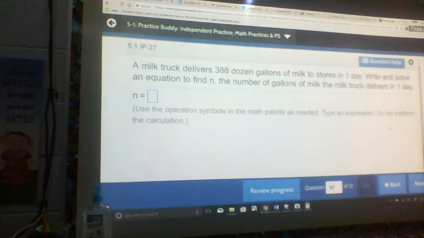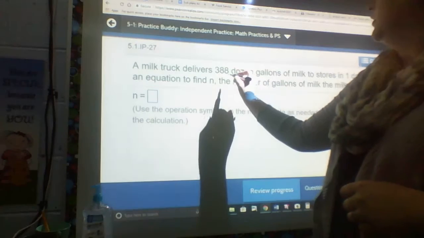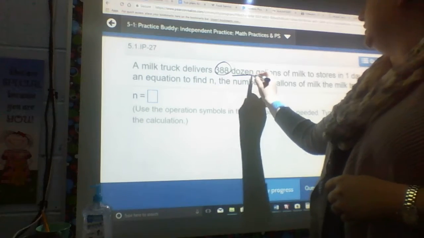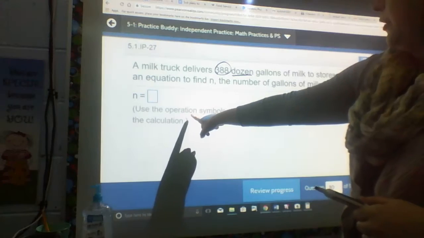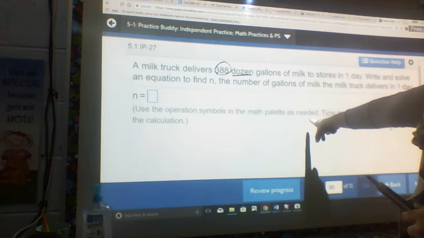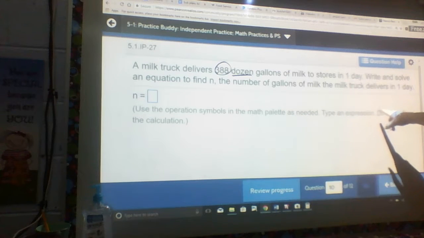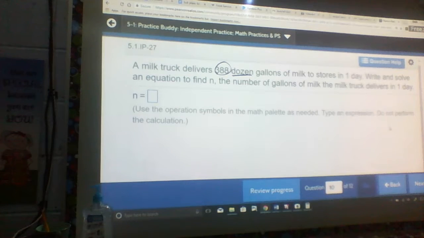Okay, the last problem I'm going to do today is a word problem. A milk shark delivers 388 dozen gallons of milk to stores in one day. Write and solve an equation to find N, the number of gallons of milk the milk shark delivers in one day. It says use the operation symbols in the math palette as needed. Type an expression. Do not perform the calculation.